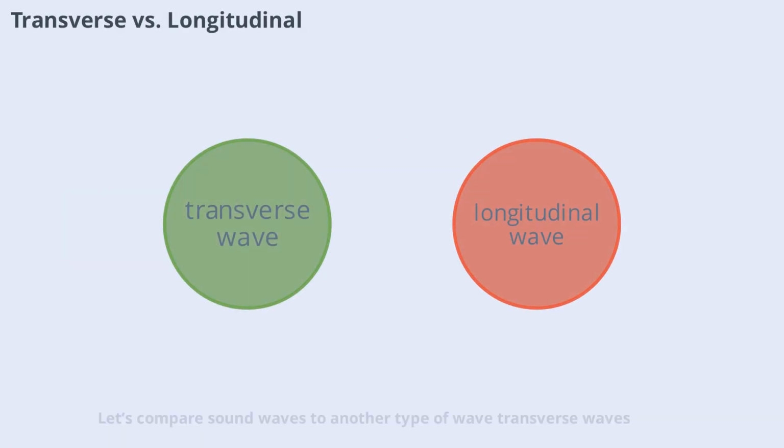Let's compare sound waves to another type of wave, transverse waves. In transverse waves, like those on a string or the surface of water, the particles move up and down, perpendicular to the direction of the wave. Sound waves, as we've learned, are longitudinal, with particles moving parallel to the wave's direction. This difference is key to understanding why sound and light travel so differently.